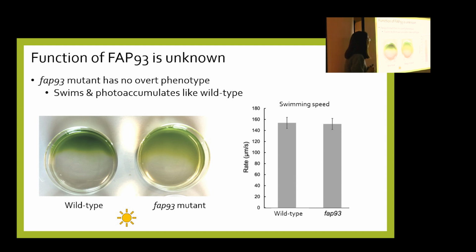And this is largely because a FAP93 mutant that has no FAP93 has no overt phenotype. So for example, FAP93 mutant cells swim and photoaccumulate just like wild type. And photoaccumulation is just a movement towards or away from light. So in this image here, we see that both wild type cells and FAP93 mutant cells are swimming away from light. And similarly, when we calculate the swimming speeds of wild type cells and FAP93 mutant cells, what we see is they pretty much swim at the exact same speed. So from this, we can't really deduce any possible function of FAP93 from its mutant phenotype.